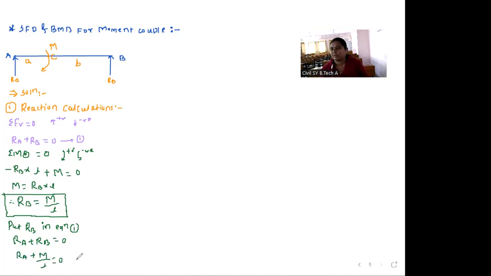Therefore RA is equal to how much? Therefore RA is equal to minus M divided by L. And this minus sign indicates this reaction is going in the downward direction, because our movement is clockwise. For balancing this, the required movement is anti-clockwise. That's why the value of RA is minus M upon L. So these are the values of RA and RB. RB is equal to M by L, and RA is equal to minus M by L.